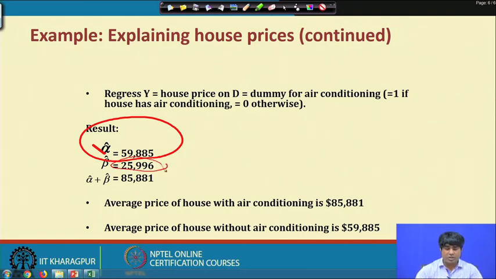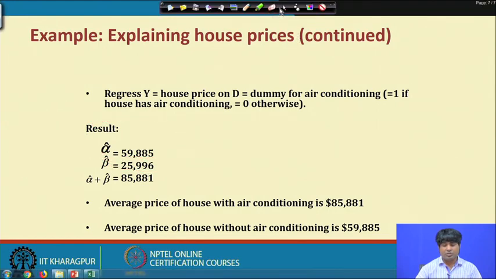25,996 will be extra. So, that means technically introducing a dummy by default gives two different packages, where we have one situation with AC facility, another without AC facility. If you require AC facility, then the housing price will be 85,881, and if not, then the housing price will be 59,885. So, likewise you can have another dummy also.